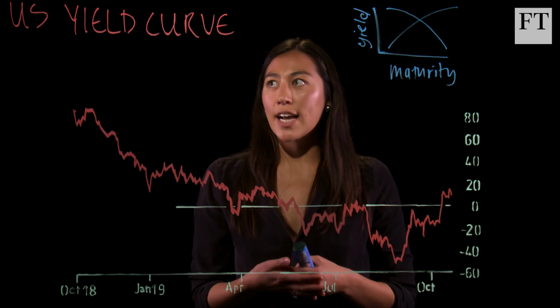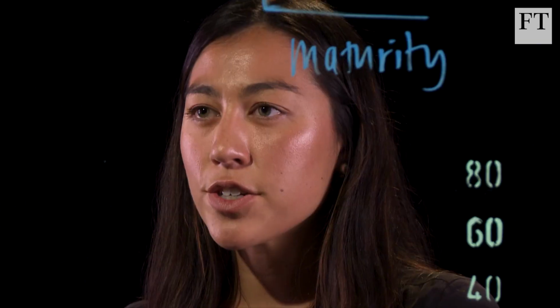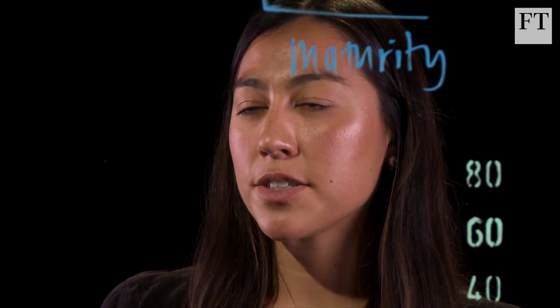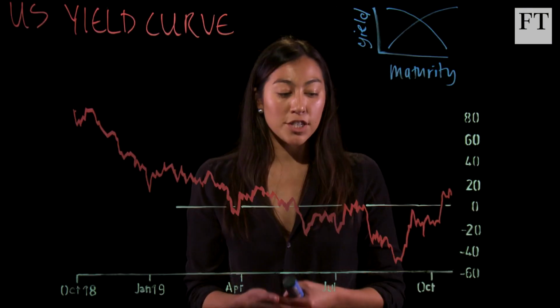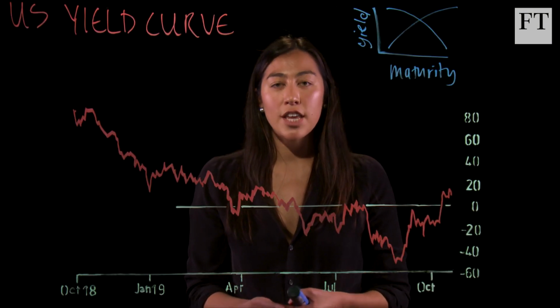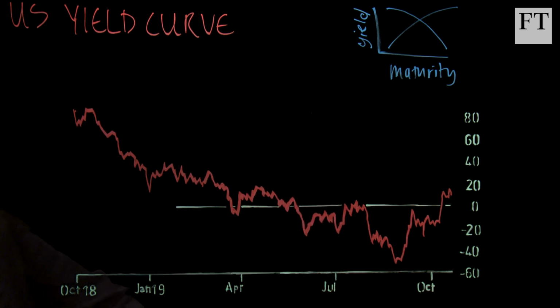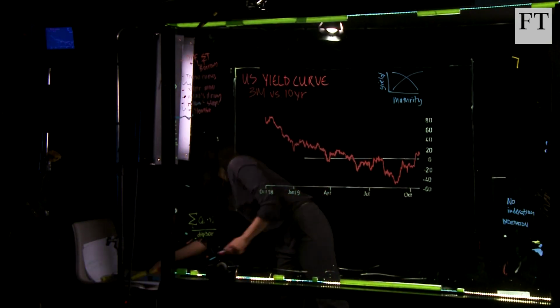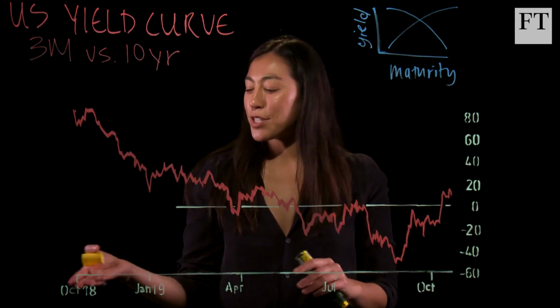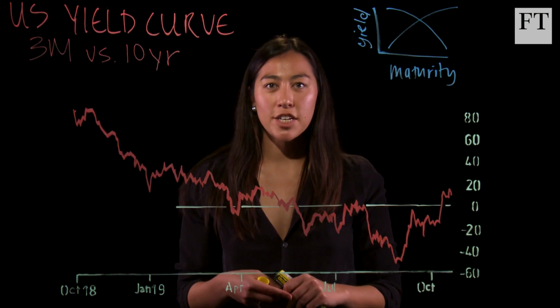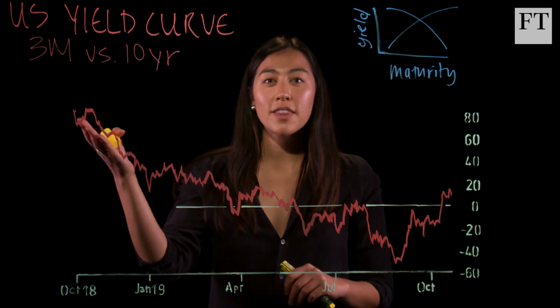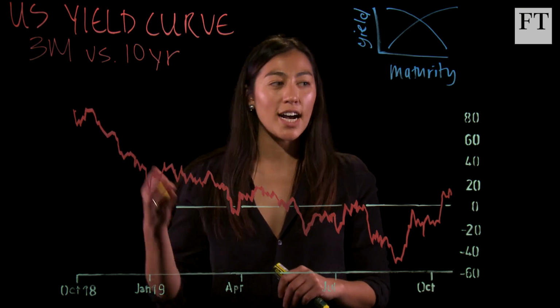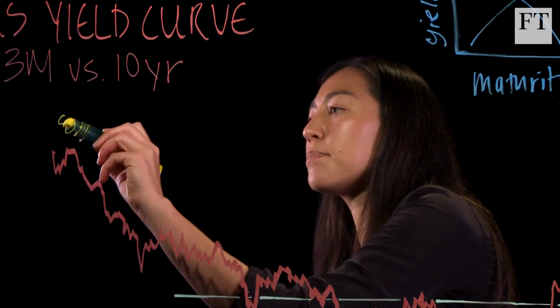Now, one portion of that is the difference between 3-month Treasury yields and 10-year Treasury yields. And that turned negative, substantially so, at the end of July and throughout August. Now, as you can see in this chart, this time last year, this difference between 3-month and 10-year yields was as high as 88 basis points.